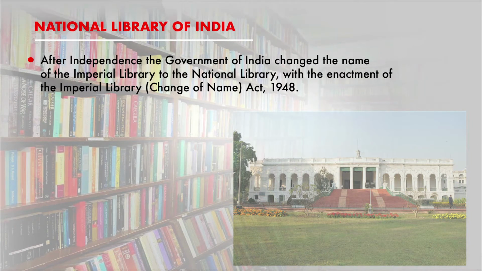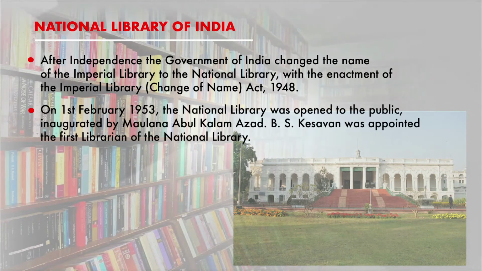The third phase came when, after independence, the Government of India changed the name of the Imperial Library to the National Library with the enactment of the Imperial Library Change of Name Act 1948. On 1st Feb 1953, the National Library was opened to the public. This was inaugurated by Maulana Abul Kalam Azad, and B.S. Keshwan was appointed as the first librarian of the National Library.